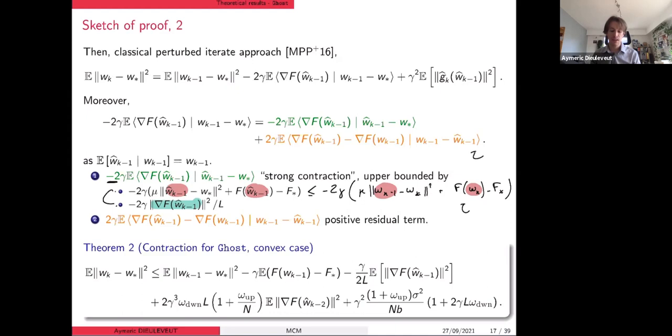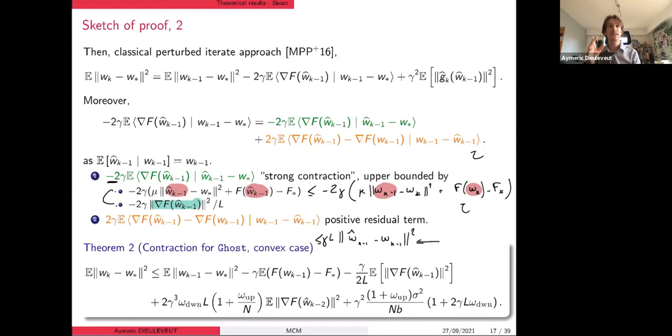And so what can I say about this residual term here? It's a positive residual term. And if I have some assumption on the smoothness, I can just upper bound it by the variance of my local iterates. So this is gamma. And this is exactly the quantity that I had controlled in the previous slide when I said that I could control the variance of the local iterates.